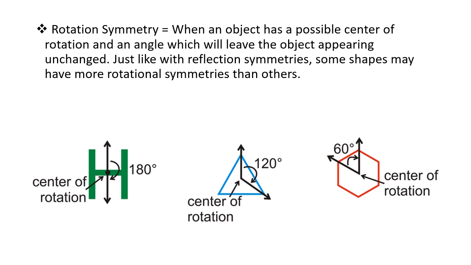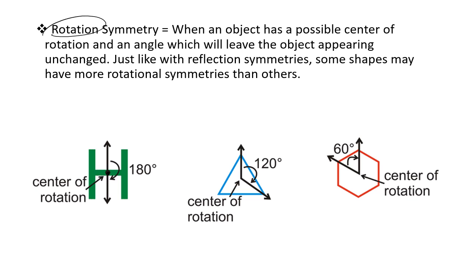Now, if we look at this letter H that we have here, this first example, we can see we have the center of rotation that we need anytime we're doing a rotation. So we know the two objects that we need are a center and an angle. And so we've got here this 180-degree rotation.